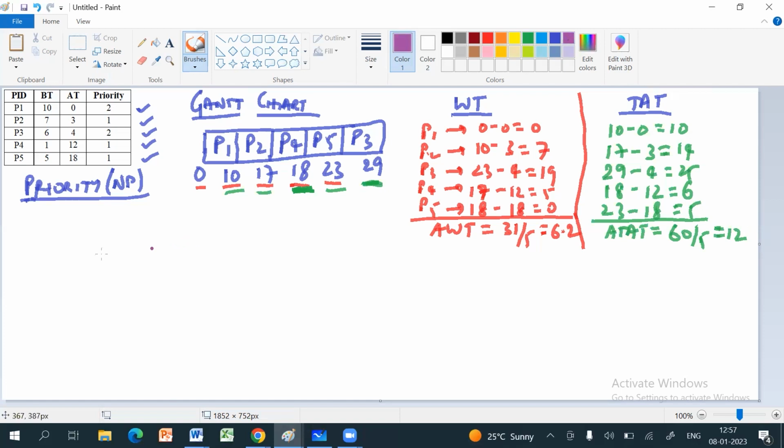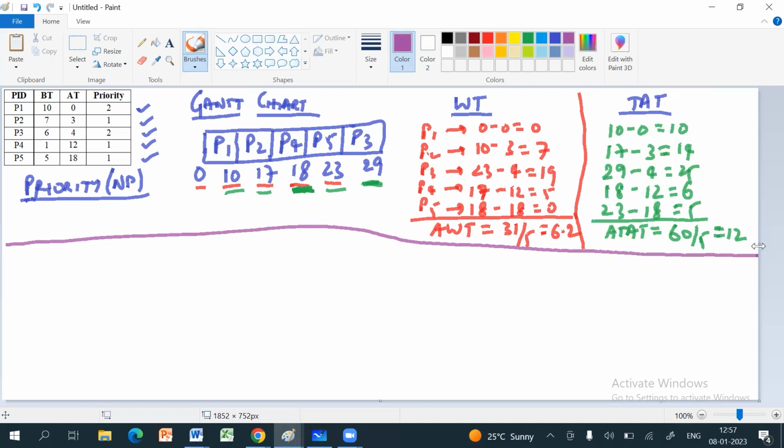Okay. Now let's go for the preemptive versions. All right, so for priority, there is also a preemptive version, so let's take a look at that also. Now, mind you, in preemptive versions, we will try to focus on the interrupts also. Whenever there is an interrupt, the currently running process will be temporarily suspended and it will resume at a later point of time. Okay, so let's start with the Gantt chart first.